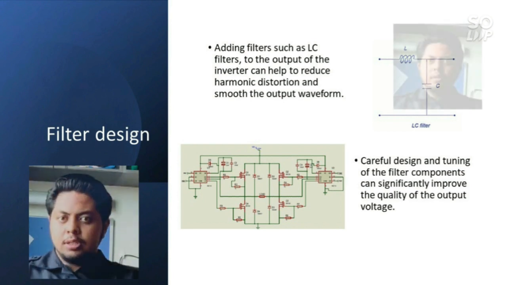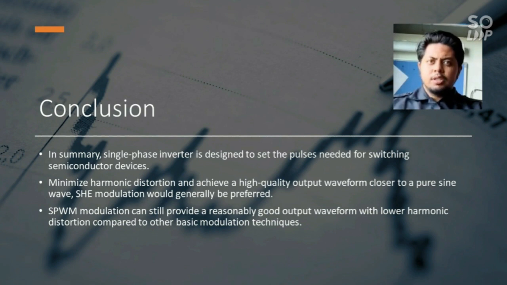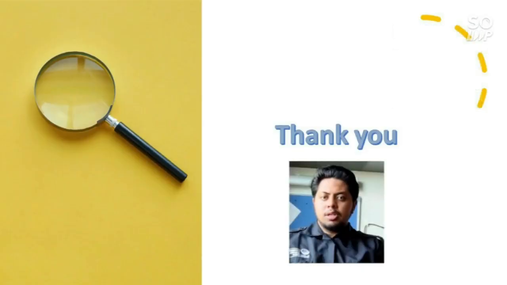For the conclusion, a single phase inverter is designed to set the pulses needed for switching the device. If the priority is to minimize harmonic distortion and achieve a high quality output waveform closer to a pure sine wave, SHE modulation will generally be preferred. However, if simplicity of implementation and lower computational requirements are important factors, SPWM modulation can still provide a reasonably good output waveform with lower harmonic distortion compared to other basic modulation techniques. That's all from us. Thank you.